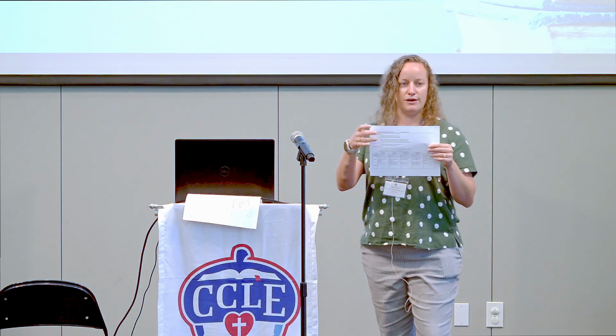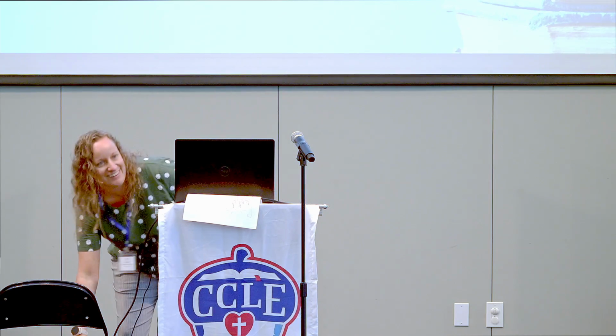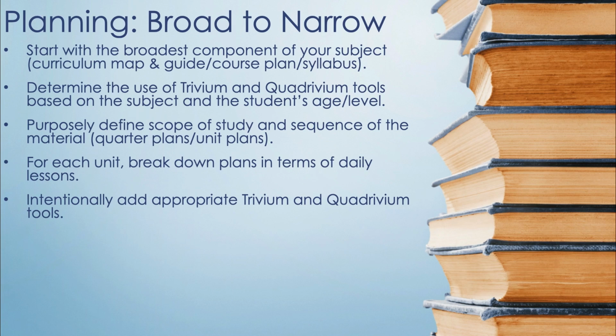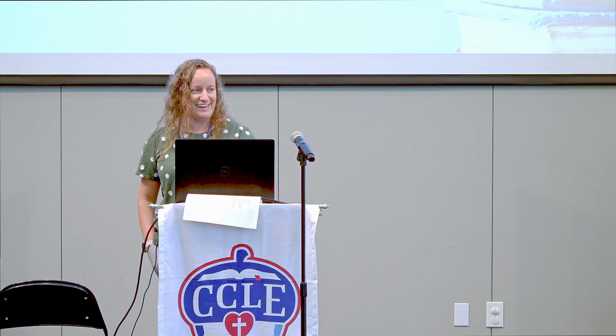And then it's just a matter of updating the dates and resaving it, not saving over it, on the computer. And I have that lesson plan done. But you can also do it handwritten. Intentionally add appropriate trivium and quadrivium tools. Very important to be intentional about that. I label mine. You can do it in anything you want: a lesson plan book, typed on the computer, sheets of paper, handwritten. I wouldn't recommend napkins, but you can do it just about on anything.